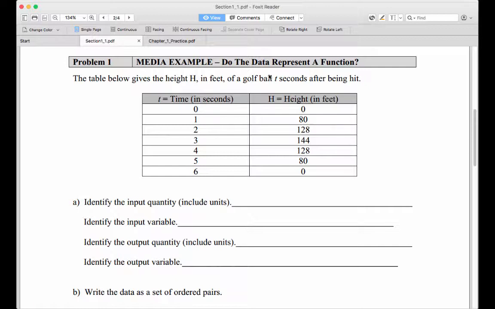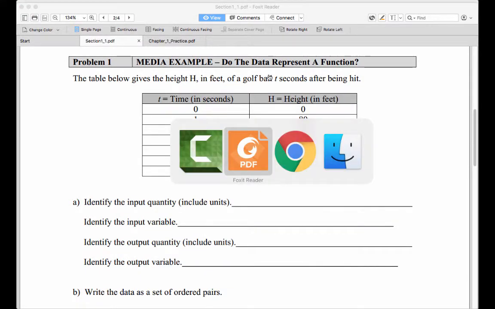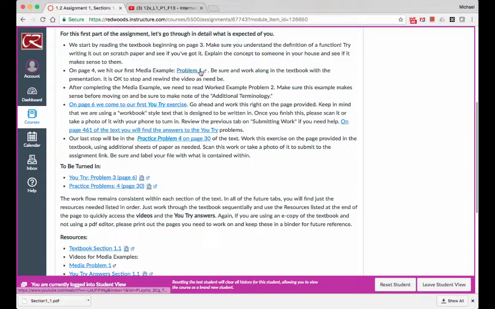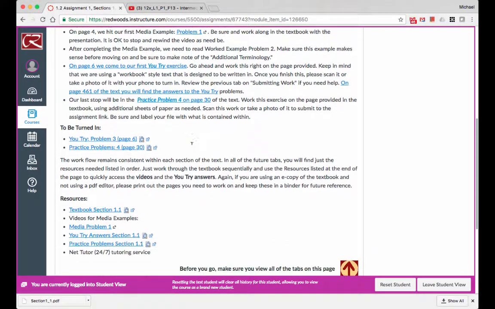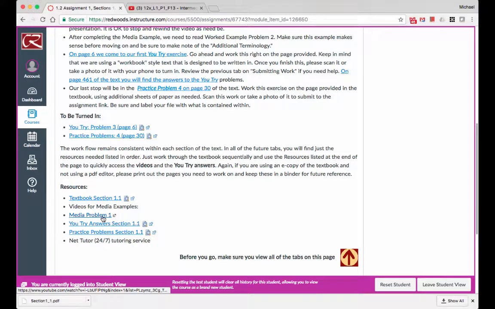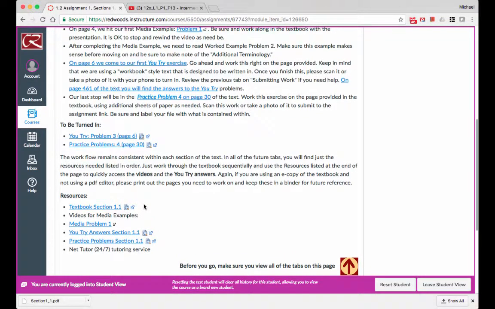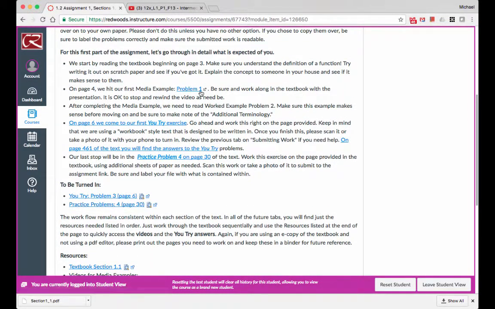So what you're supposed to do when you hit one of these is to work along with the video that corresponds to it. If we go back to the site here, you'll see that there are links down here in resources. You'll see where the media problem link is, and that's what you're going to see on all the assignments in the future, links to different resources that you need in the book. But I have a link right here, so we'll go ahead and grab that. And when I click on that, I'll save you the pain of having it load.